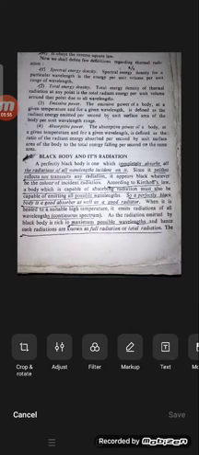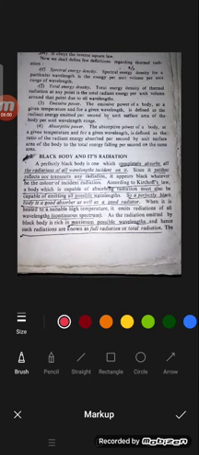But according to Kirchhoff's law, a perfect black body should not only absorb radiation of all wavelengths, but it should also emit radiation. Only then can it be called a black body. According to whom? According to Kirchhoff.